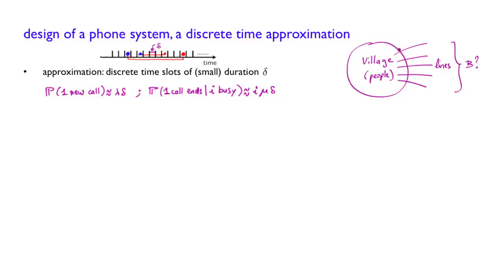Okay, so let us continue with our discrete time approximation of our system. Again, we have the village, the lines, the b that we would like to decide. We have discretized the time steps. We have made some approximation, and we know that during any of these time slots here, the probability that you would get a new call is about lambda times delta. Lambda is the rate of the Poisson process. And given that you have I calls, the probability that one of these calls ends will be I times mu times delta.